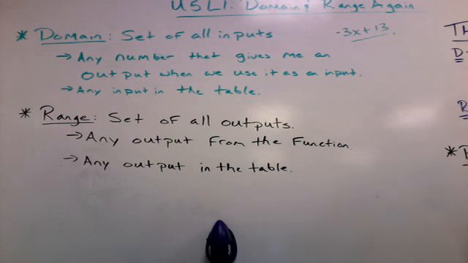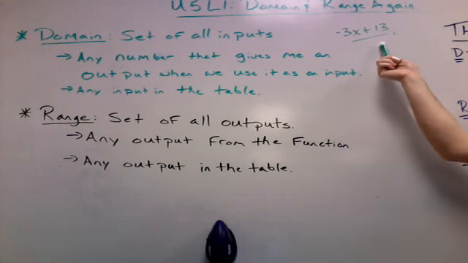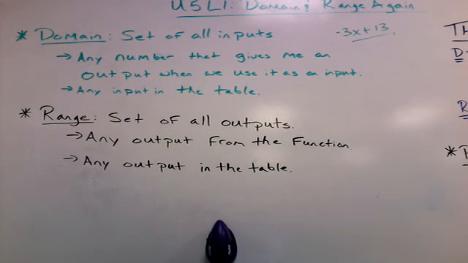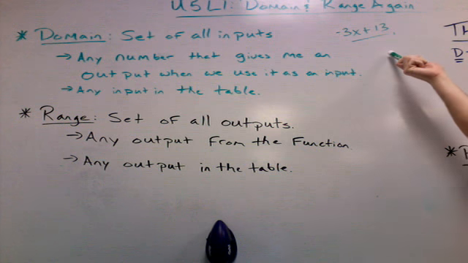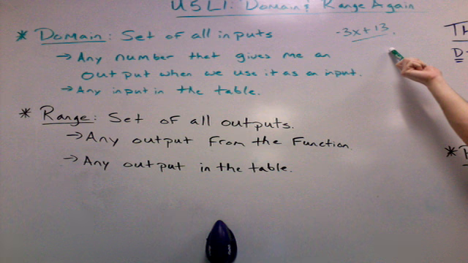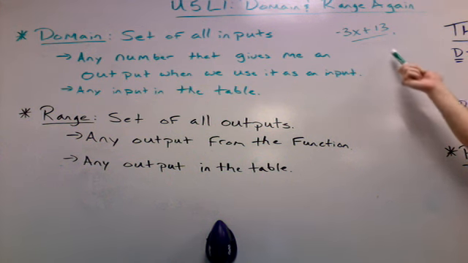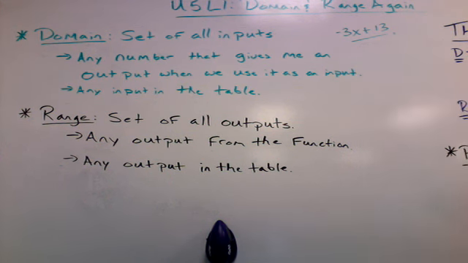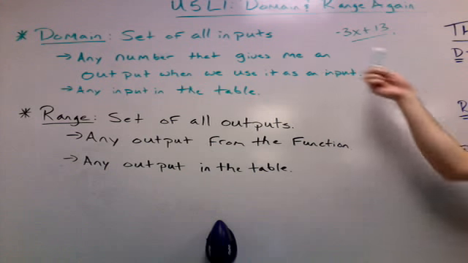Our range is the set of all outputs. It's all the things we get out of the equation. If I look at negative 3x plus 13, is there anything that I can't get out? Is it possible for me to get a negative answer? Yeah. Positive answer? Yeah. 0? There exists a number where negative 3 times that equals 13. So is it possible to get 0? Yeah.